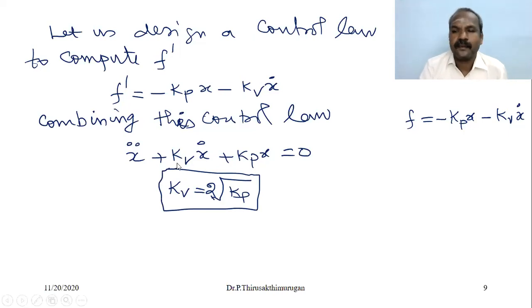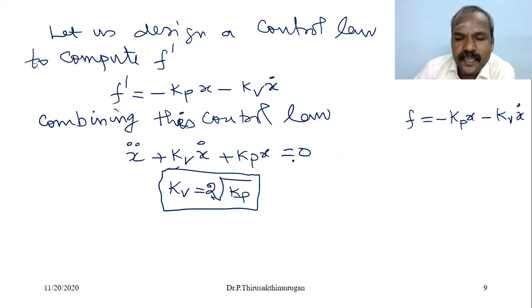2 root Kp. So what is 2 root Kp? How did we obtain 2 root Kp, please? Anyone? This is a second order system, right? You just compute the Kp value.